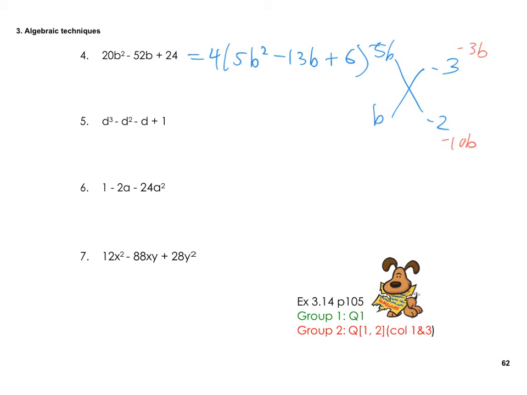So my answers are these. So equals, that 4 is still there. I'm going to have 5b minus 3 and b minus 2.